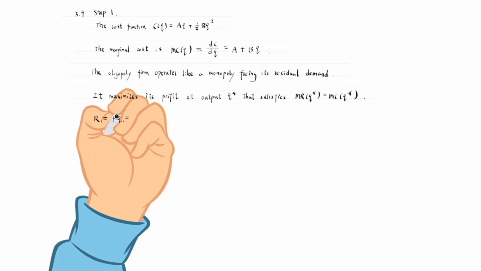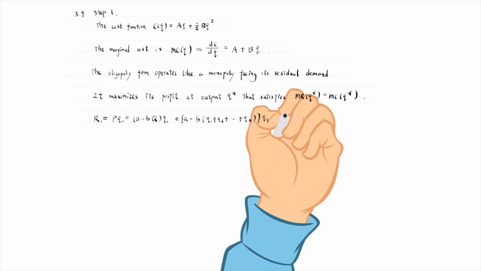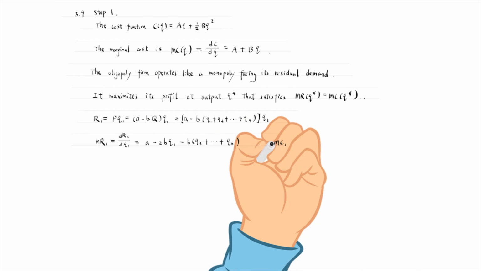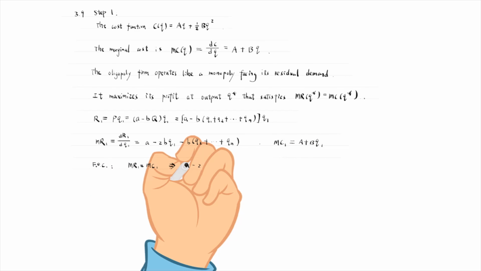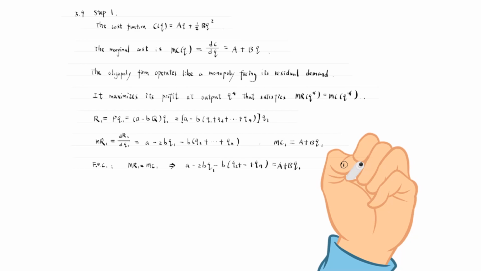We can write the firm's revenue function and its marginal revenue function. The first-order condition leads to the firm's best response function, equation 1. You can express Q1 in terms of other firms' outputs, if you like. But we don't need to do that.